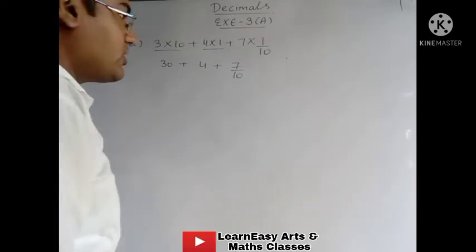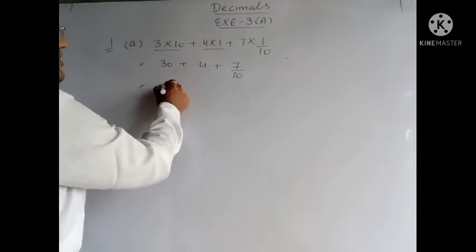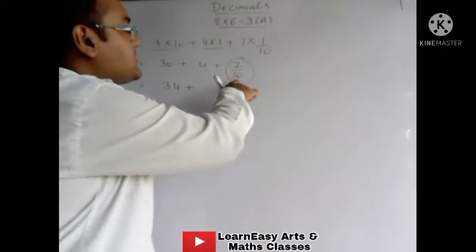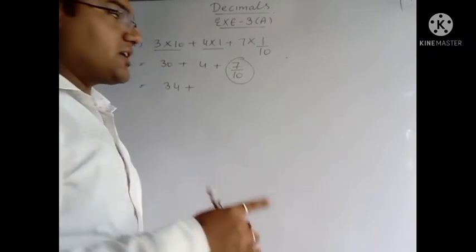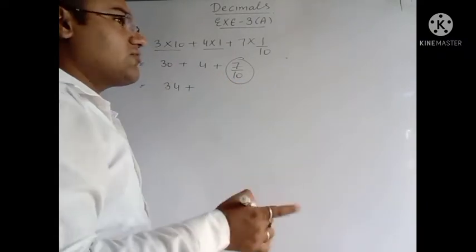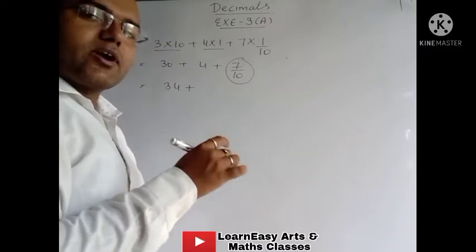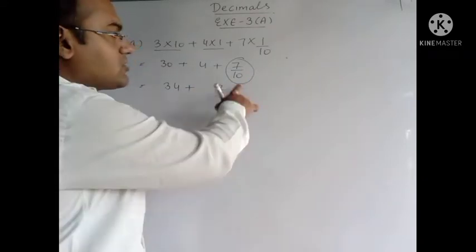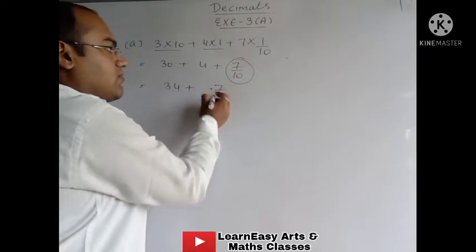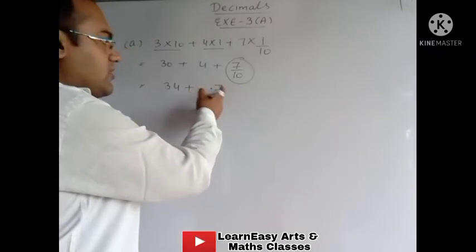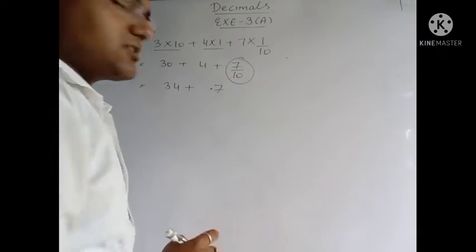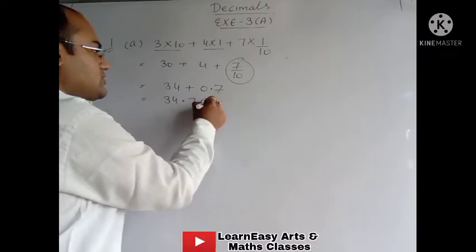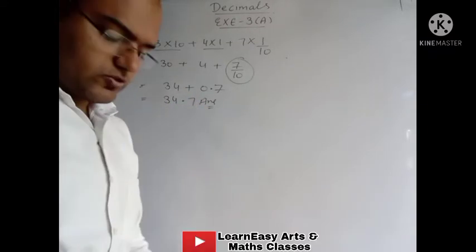Now in the next step, 30 plus 4 will be 34, plus 7 upon 10. In the denominator 10 is there. In this 10 you count how many zeros are there. Only one zero is there. That means we have to put the point in the numerator before one digit. In the numerator 7 is written, so this 7 we will write as it is. Because of this 10 we have to put the decimal one digit before. From the last we count one digit, and before one digit we put the decimal point. So on adding them we get the final answer 34.7. This is the final answer of the first part.